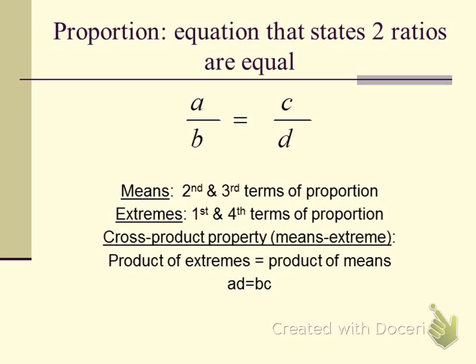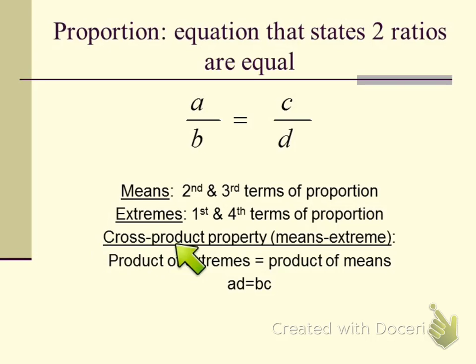Additional vocabulary terms you need to know. Means, those are the numbers here, the second and third. If you're like 1, 2, 3, 4, the second and third entry would be the means. And then the first and fourth, those are the extremes. So these are the extremes over here. These are the means. If you were writing them in order, the means would be in the middle. That's how I always remember it. MM, means in the middle. And then extremes are on the outside.